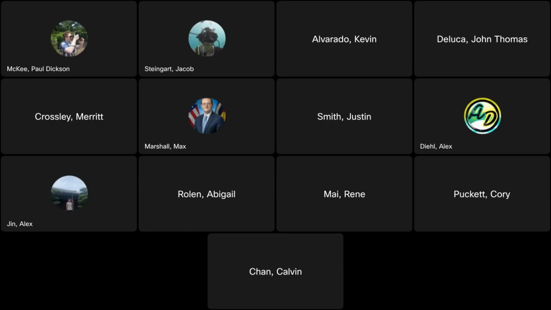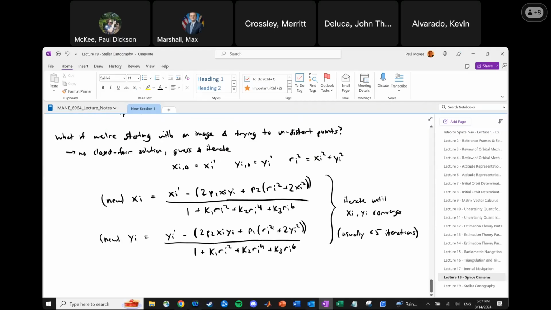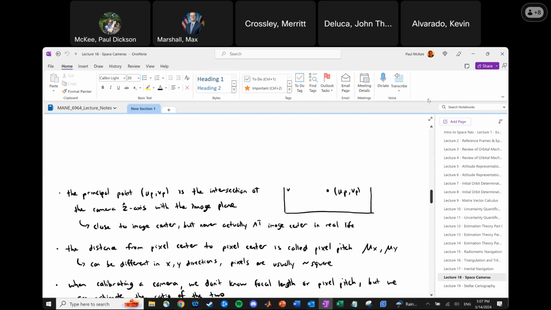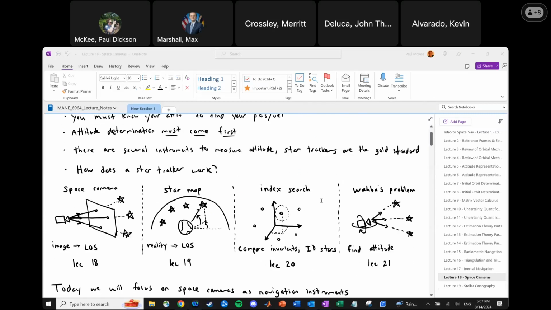So lecture 19 is going to be on star maps. Lecture 18 was on space cameras. So I'm going to scroll all the way up. The unit that we're in now is star trackers. And we talked about how a star tracker is a camera that takes pictures of stars, and you use those pictures of stars to estimate your attitude or your orientation with respect to inertial space.